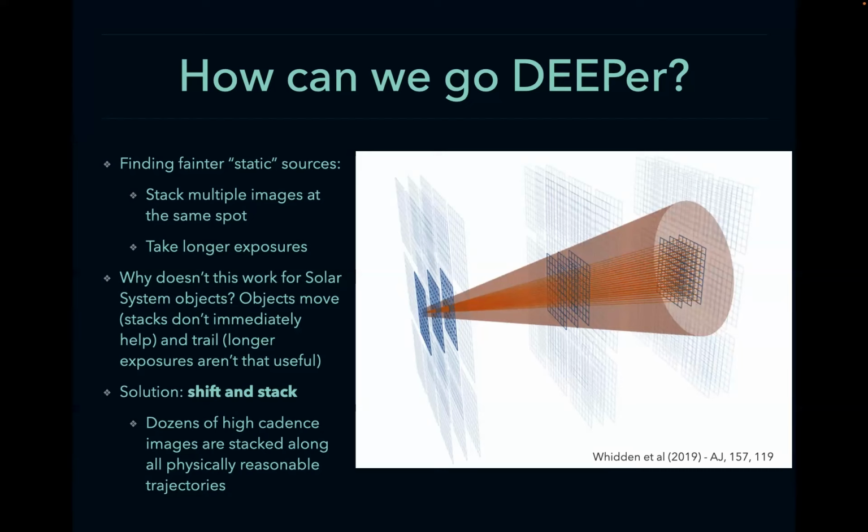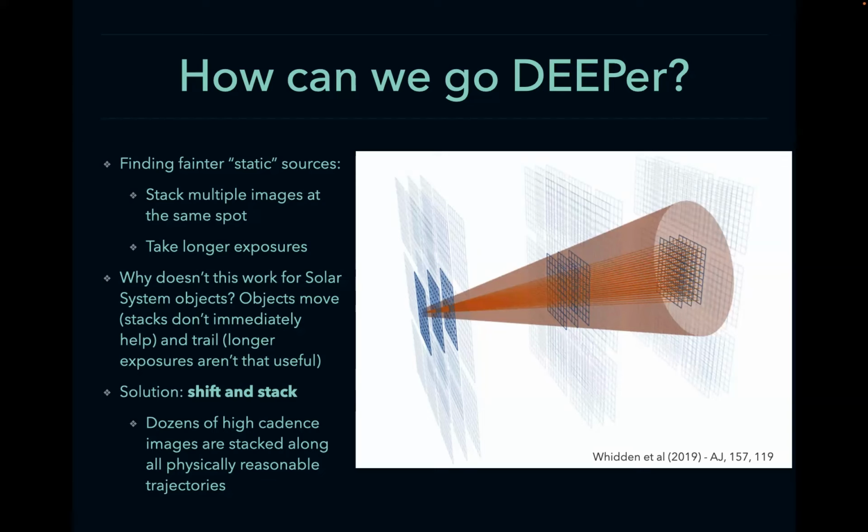This doesn't work for solar system objects for basically one reason. These things move on the sky. So because these objects move, if you stack your images, basically you're stacking the object with blank sky. So once again, you have the same problem with things getting fainter. Or if you take a very long exposure, your object will start to trail and you also lose signal to noise that way.